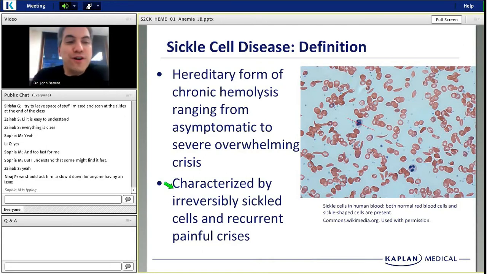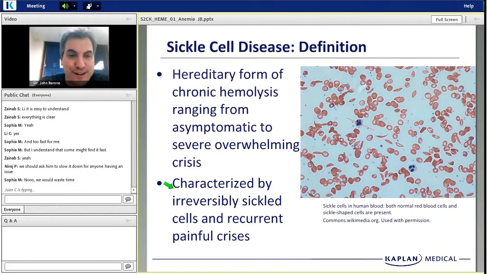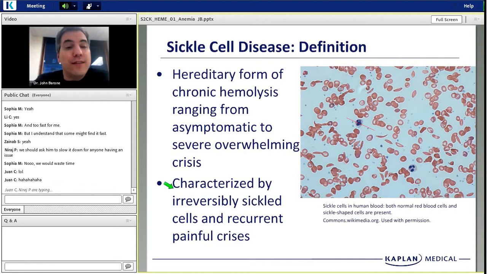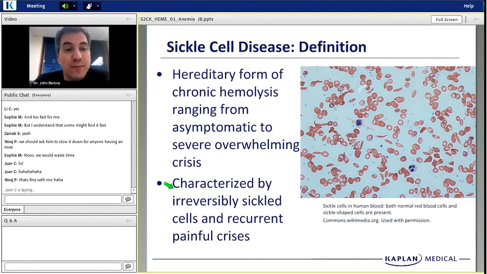Okay, hour number 3. So far, so good. All right, now we're up to the most difficult topic, I think. It's the hemolytic anemias. There's a lot of them, but a lot of them are very similar.